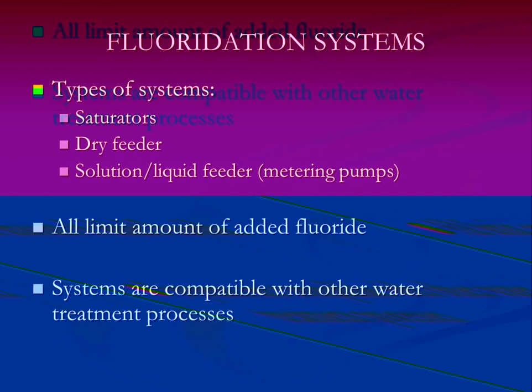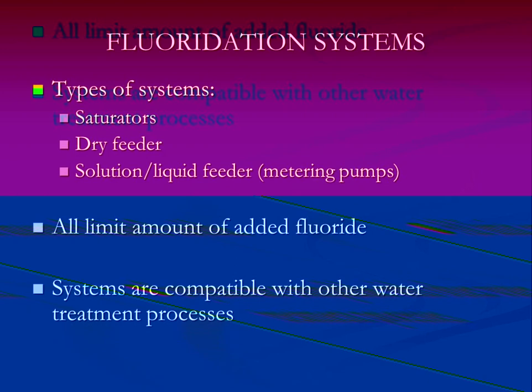And then finally we have the liquid feeder, and that uses the liquid fluoride, which is the hydrofluorosilicic acid. Basically they make a saturated solution with water and that fluoride compound, and then they feed it directly into the main supply at a carefully controlled rate. All of this boils down to this: whatever type of system and whatever type of fluoride compound we're utilizing, each limits the amount of fluoride that's added at a very carefully controlled rate so that the water system doesn't become over-fluoridated. It's also important to note that all these systems are compatible with other processes that our water company does as well, so it's not interfering with anything.